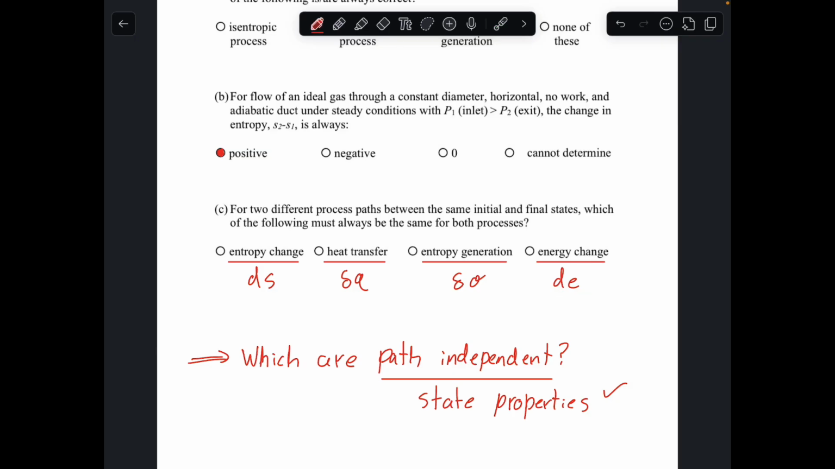So the answer for this is going to be entropy change and energy change, because these two are state properties, and we know that state properties are always path independent, whereas heat transfer and entropy generation are not.